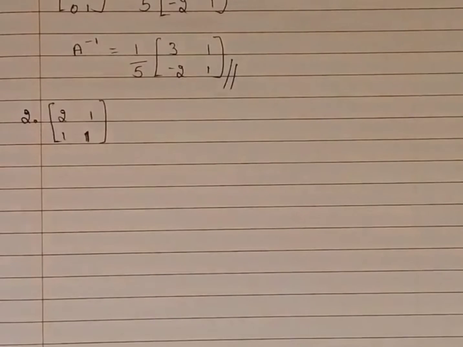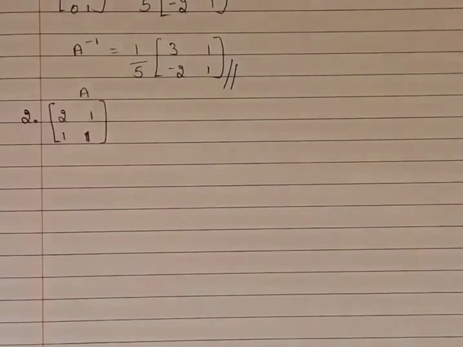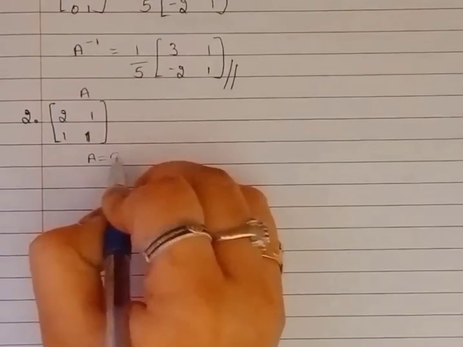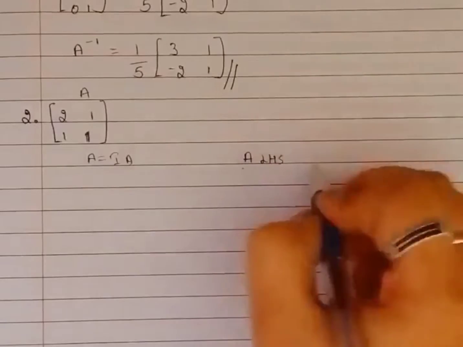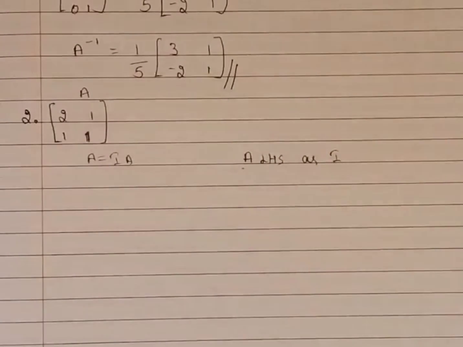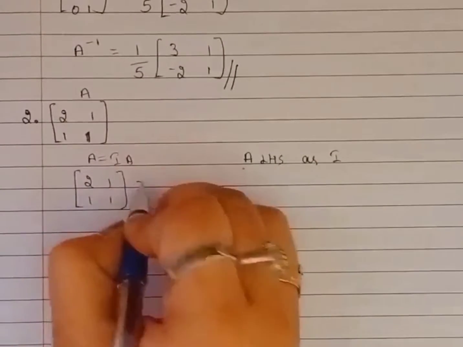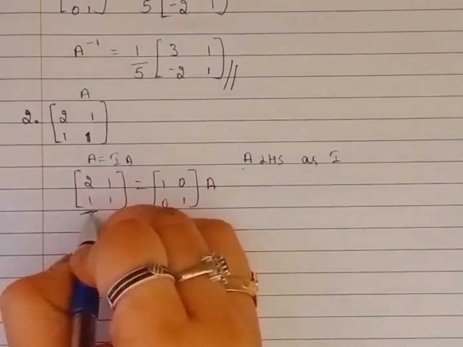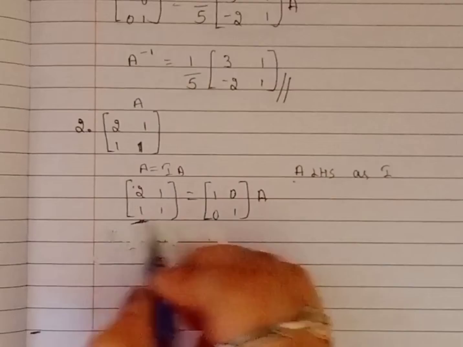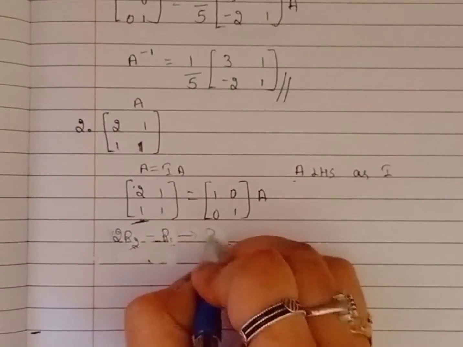The second question: [2, 1; 1, 1]. First we'll consider this matrix as A. In order to get the inverse of it, we take A equals IA and change the left hand side A to the identity matrix. So [2, 1; 1, 1] equals [1, 0; 0, 1] into A. First we'll make this element 0. We'll consider the expression 2R2 minus R1 gives row 2.